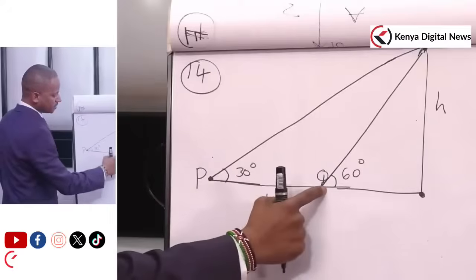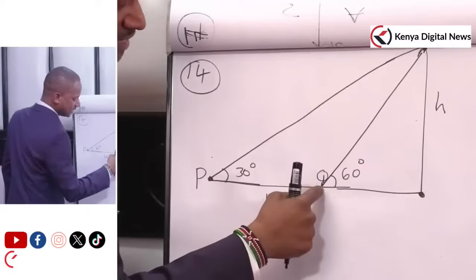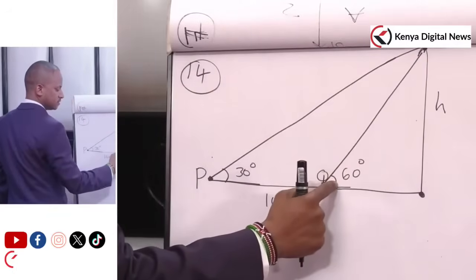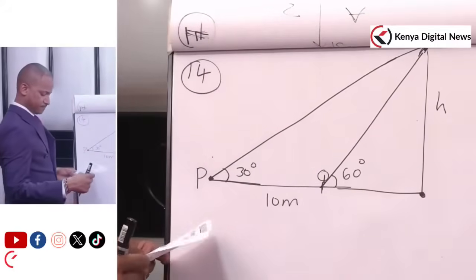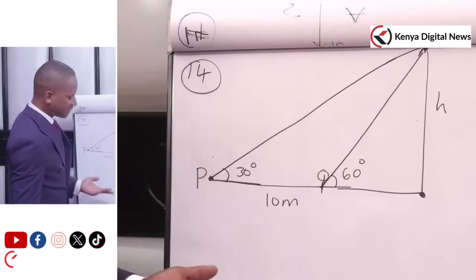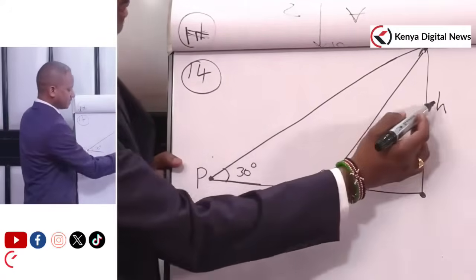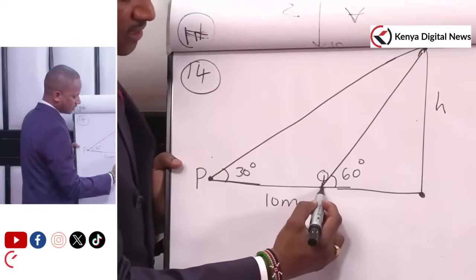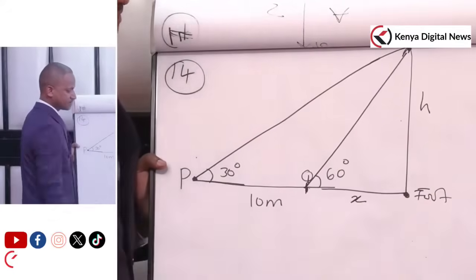Then you are told a point Q from P, 10 meters from P, if you stand here and look at the angle of elevation, it is 60 degrees towards the base of the cliff, the foot of the cliff. Calculate the height of the cliff. Now, you have height, you have this adjacent. So from here, Q to the foot of the cliff, let's say it is X.